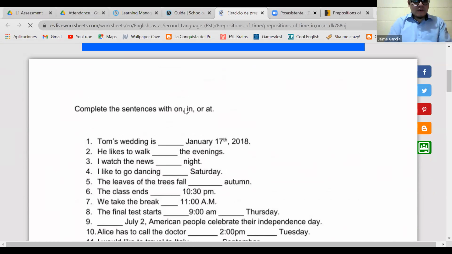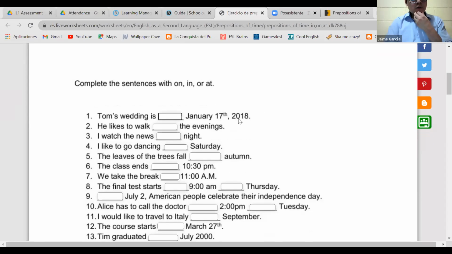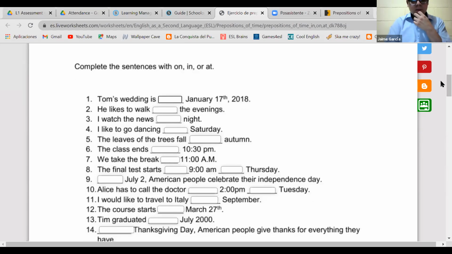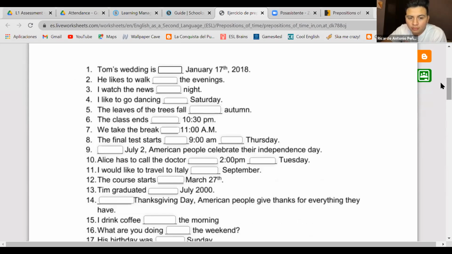Okay, and this is what you're going to do. You're going to complete the sentences. Now you have the sentences, all right? Complete the sentences with on, in, or at. For example, in this case, Tom's wedding is, and you have January 17th, 2018. So what is it? What is the correct preposition? On.